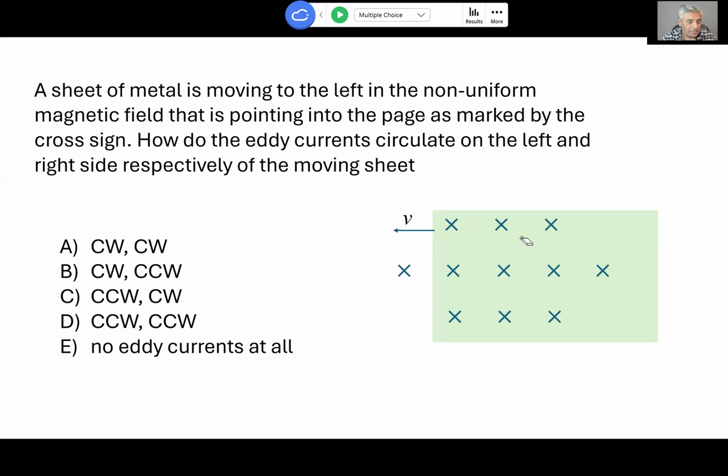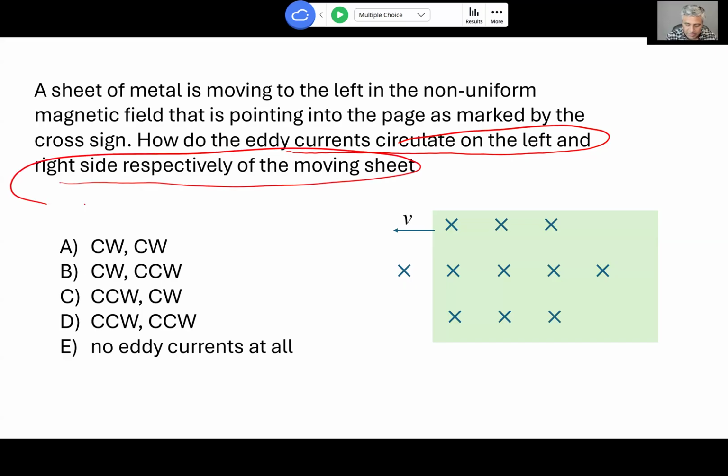Okay, so cross means in. Thank you for reminding me. So cross means going in. And now this thing is moving in that kind of field. How do the eddy currents circulate on the left and right side respectively?